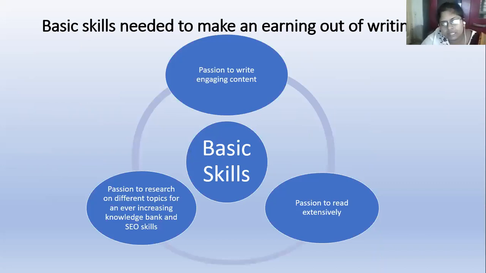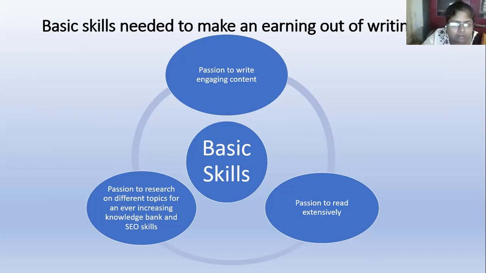Now let us see the basic skills needed to make an earning out of writing. So first thing is the passion to write engaging content. If you want to write something, you have to keep in mind whether you are able to engage your readers or not. So when you are writing, you have to keep in mind that I am going to write something that can share a few pieces of information which I want to share, and also it will engage the readers at a certain level.